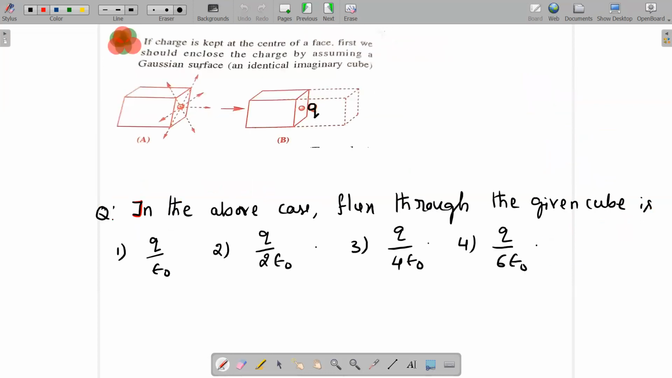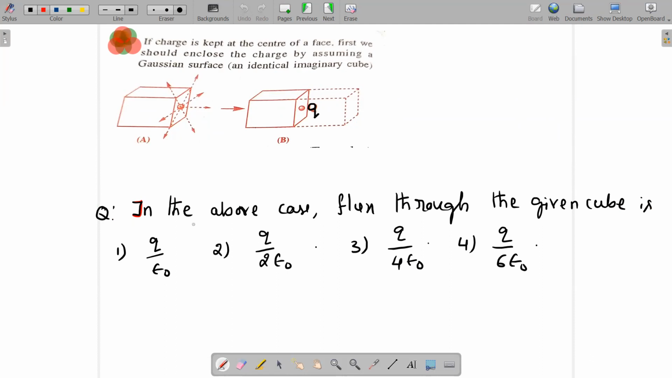So if the charge is kept at the center of a face, in the previous case at the center of the cube we kept the charge. Now the charge is kept at the center of a face. Then what should be the flux in this case? We have to find out. In such a case, to find the flux, we should first enclose the charge by assuming a Gaussian surface. So an identical imaginary cube we have to construct here.